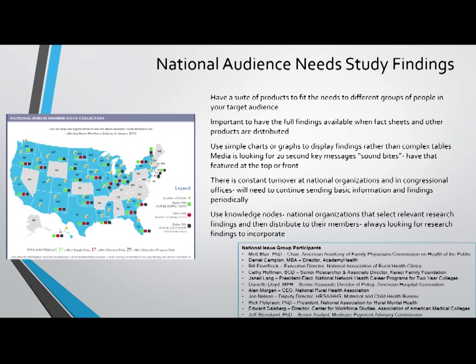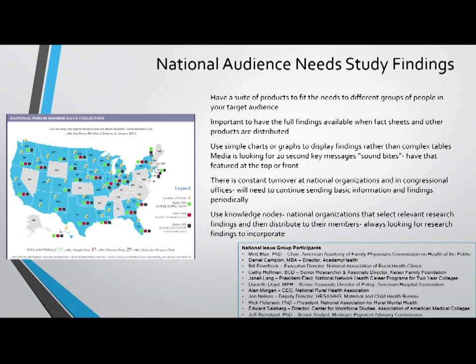They suggested using simple charts or graphs. Certainly the media is always looking for those sound bites. I put on this slide a map that the National Forum recently produced because we get a lot of questions about how the minimum data sets have been implemented. And so this is just a simple way for us to display which states are doing what. That's a good example of what a national audience might need.